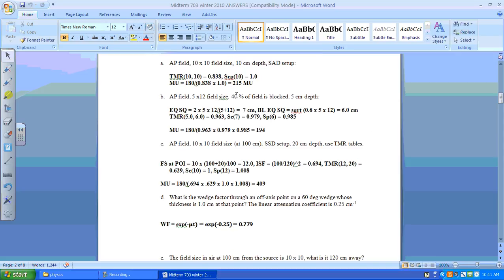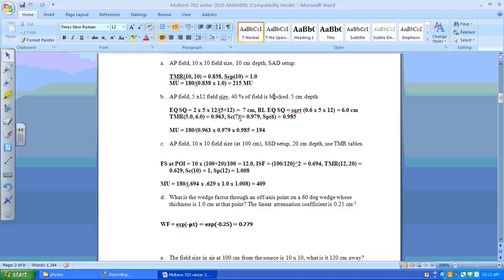This one here, I think somebody got confused about the 40% block. Remember, there's blocked and there's open. We need to know what the open field size is when we use this equation. So the open field size was 60%. So 60% times 5 times 12, those are the dimensions of the field. Take the square root, that's the block equivalent square. And for TMR, remember, use the block equivalent square. Don't use the jaw size, use the block size.